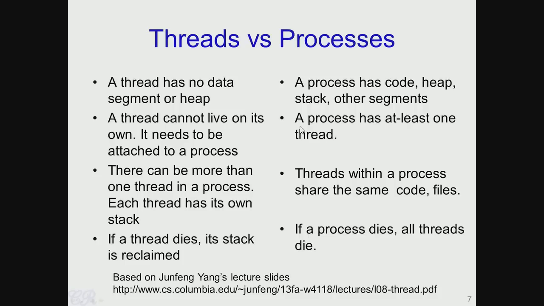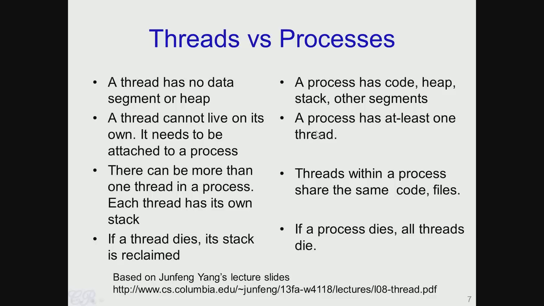Another difference is that a process is itself a complete entity. So, a process you could consider as having a single thread, that is a single execution context, and could survive on its own. On the other hand, a thread cannot live on its own. So, it needs to be attached to a process. So, when a process terminates, then all the threads that are present in that process will also terminate. So, in other words, without a process, a thread cannot execute.